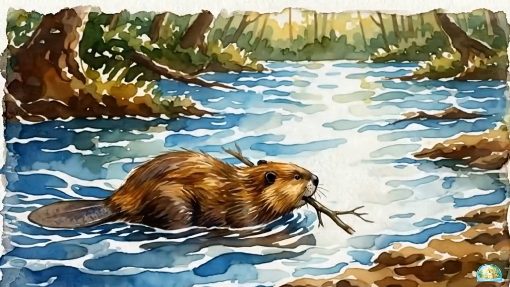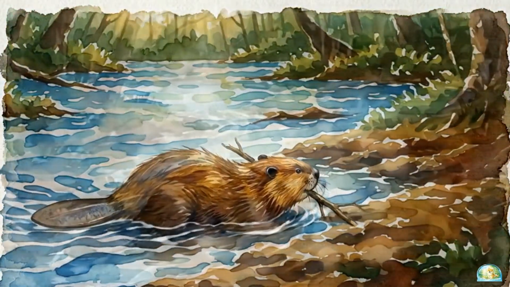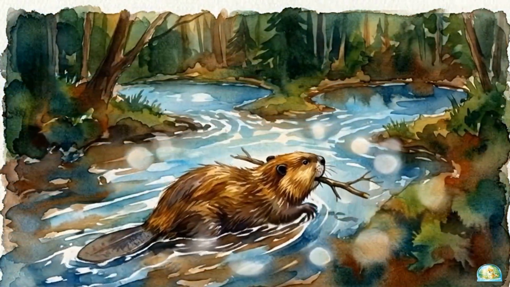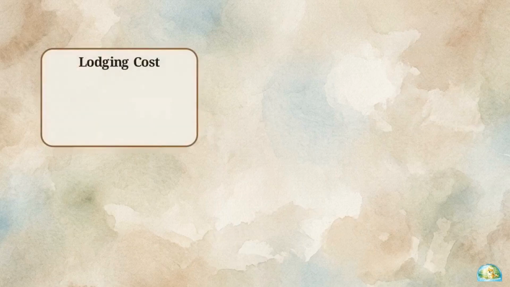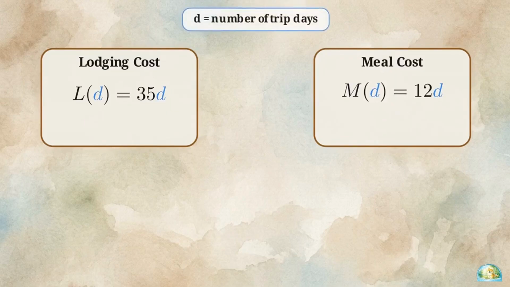Birch's first task is at the two intake ponds, where he needs to find the total cost flow for an upcoming trip. These input gauges show the breakdown. For a D-day trip, lodging costs L of D equals $35D, and meals cost M of D equals $12D. We need a combined function for total cost.